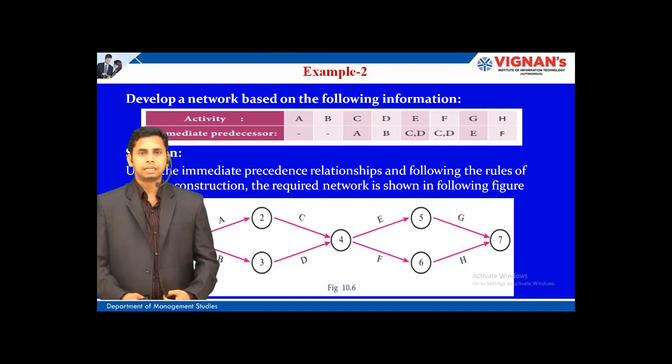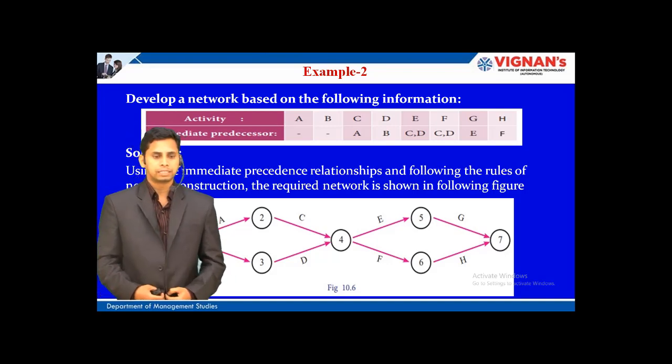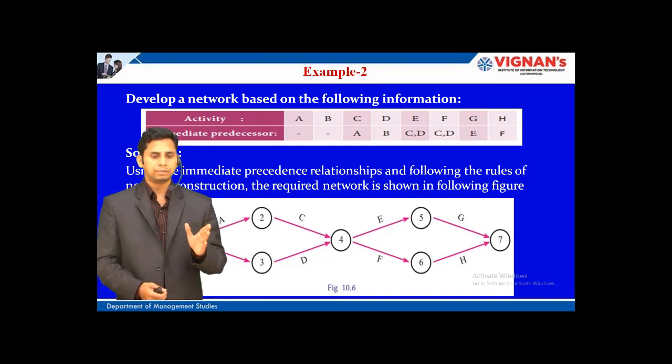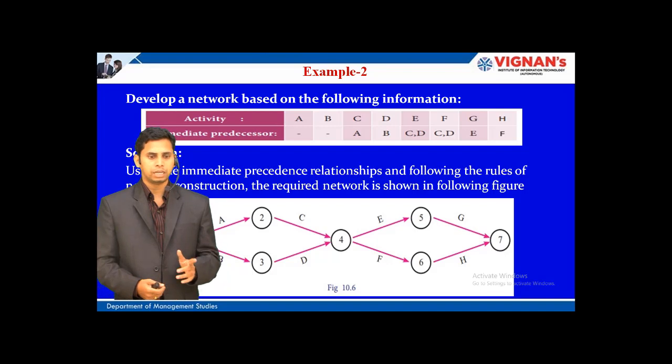Now let us see another example for the same. Develop a network based on the following information. Activities are given straight away, A to H, and the immediate predecessors are also given. There are no immediate predecessors for A and B. But for C it is A, for D it is B, for E it is the C and D combination, and also for F there is a C and D combination, for G it is E, and for H it is F.